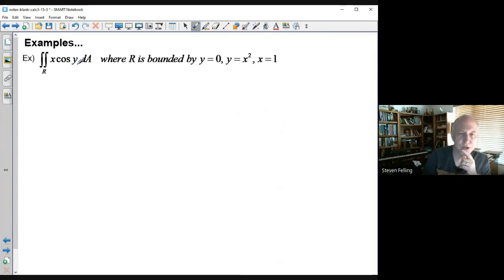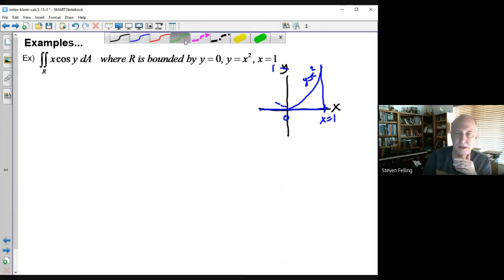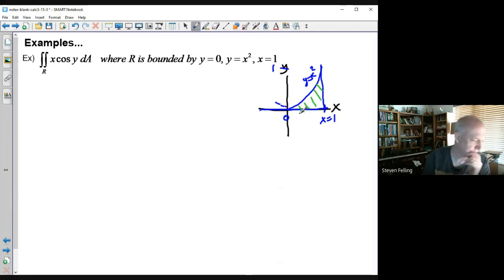So we have x cosine y over a two-dimensional region bounded by these three curves. Okay, so we'll just take however they decide to give it to us. We'll graph what they're telling us. So the line y equals 0 is the x-axis. The line y equals x squared is a parabola, potentially continues over here, and x equals 1 is this line here. Okay. And let's see, since this is y equals x squared, this would be 1 squared, which would also be 1. So I've got my boundaries here. It definitely looks like this kind of region over here again.